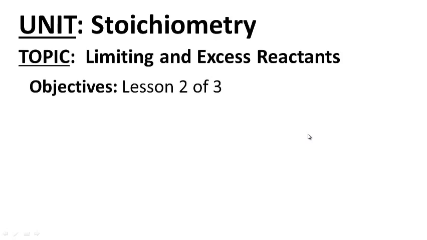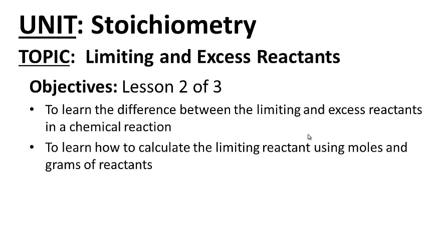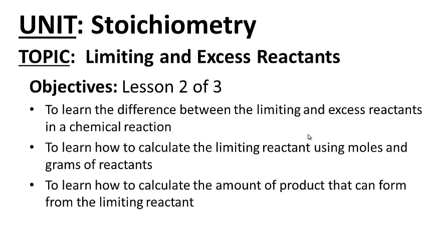All right, welcome back to our unit on stoichiometry. Today's topic is limiting and excess reactants. Lesson 2 of 3, your objectives are as follows. To learn the difference between the limiting and excess reactants in a chemical reaction. To learn how to calculate the limiting reactant using moles and grams of reactants. And finally, to learn how to calculate the amount of product that can form from the limiting reactant.